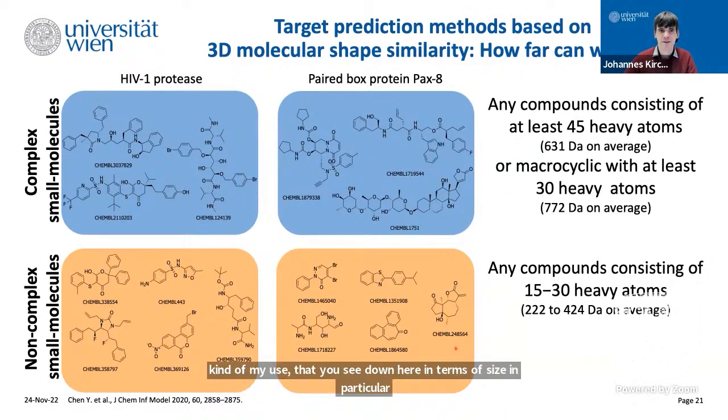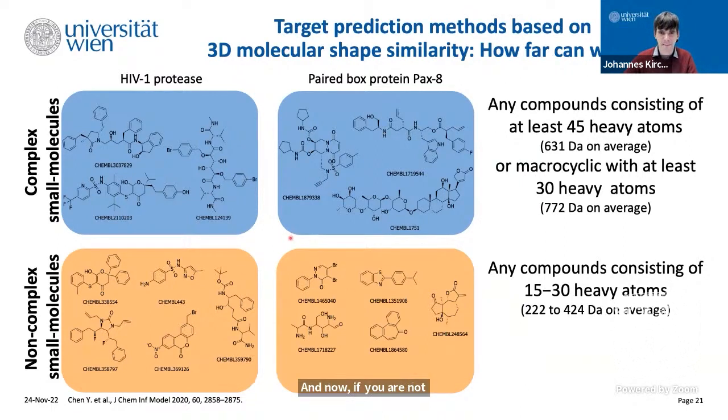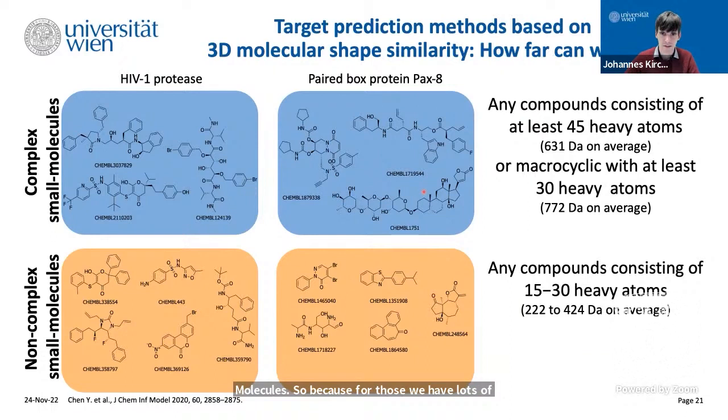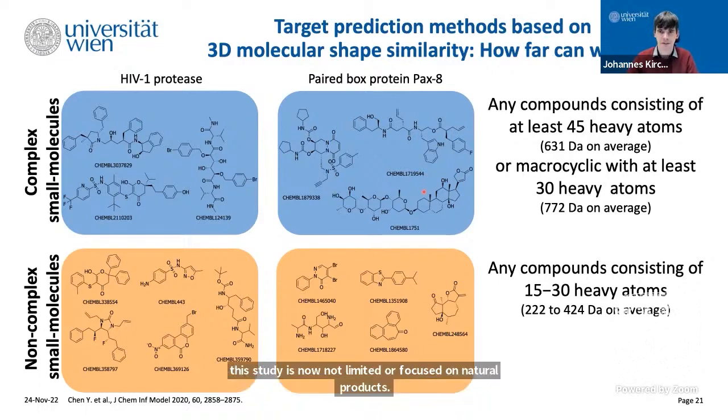And now if you're in natural products research, you're often exposed to compounds that look larger, that are just more complex. And our question is, can we use computational methods to predict the targets of large, complex molecules based on less complex molecules? Because for those we have lots of data available, and for the complex ones the data is very scarce. This study is not limited or focused on natural products, but the motivation comes from that.